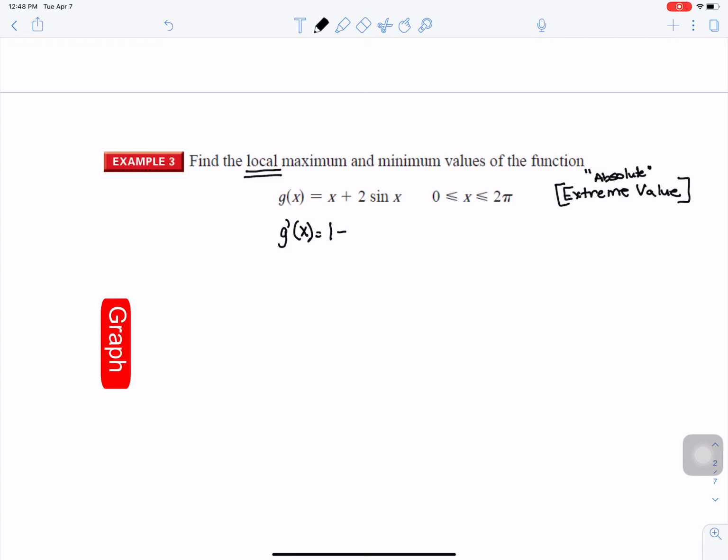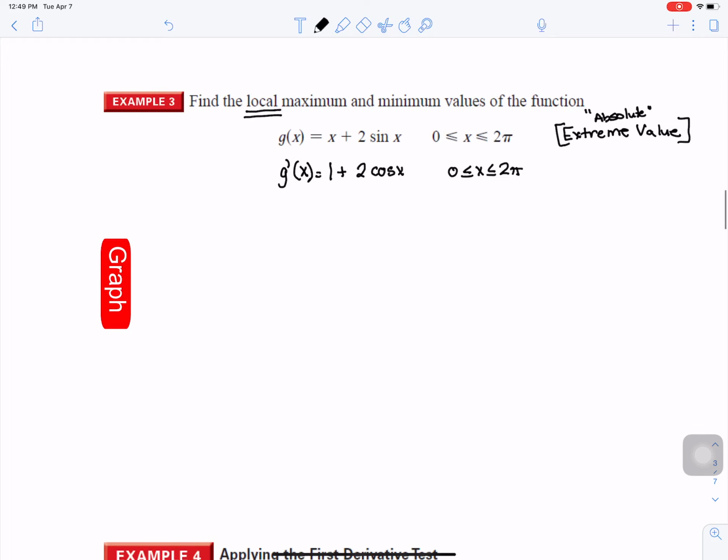So my derivative is 1 plus the derivative of sine x, which is cos x, and I'm going to keep my interval from 0 to 2 pi. The reason I'm keeping that interval is that's the domain they want me to work on. I'm going to take my derivative, set it equal to 0, and you're going to see some trig coming in now. 1 plus 2 cos x equals 0. Cos x, if I isolate it, would be negative 1/2. And I need to solve where does cos x equal negative 1/2.